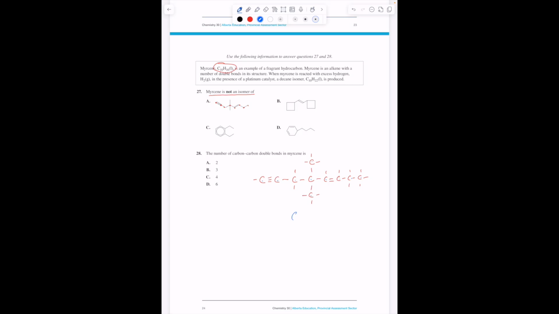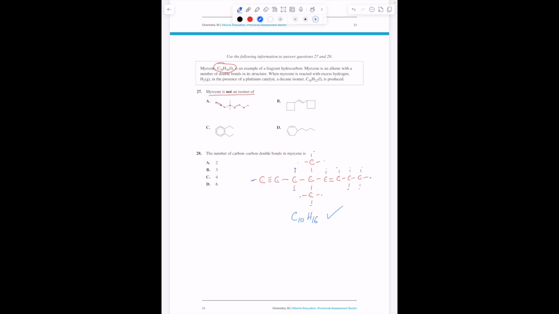So this is C10. H: 1, 2, 3, 4, 5, 6, 7, 8, 10, 11, 12, 13, 14, 15, 16. This is C10H16, so that is an isomer. All right, so I've got to keep going.